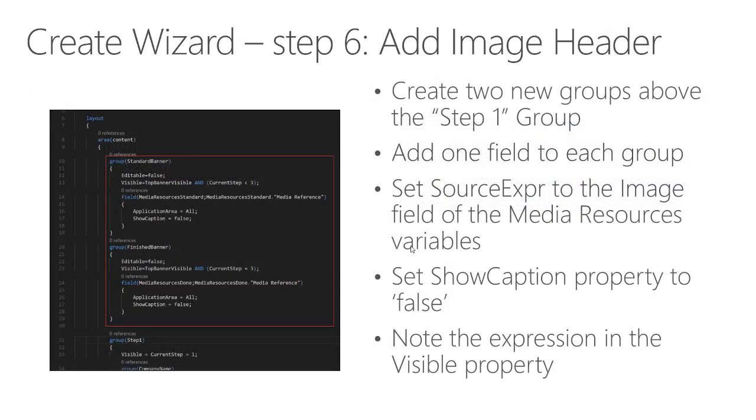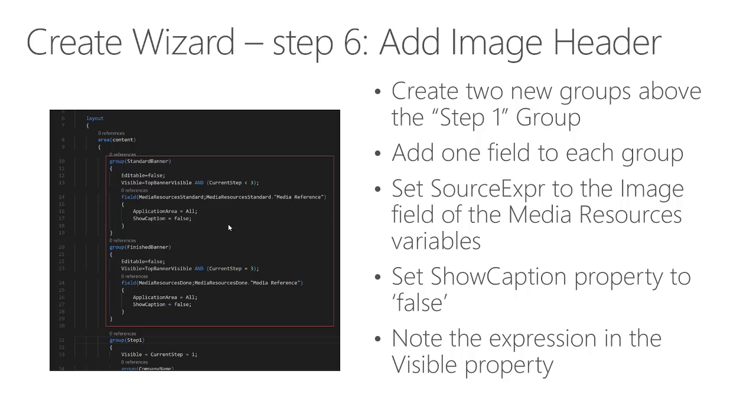This is what you need to put in there. You have a standard banner, and then you have a finished banner. So it goes in the same area, right? Remember, we have layout, then we have area. We have here step 1 and step 2 and step 3. Above those steps, you create a group for the finished banner and a group for the standard banner. This is what you need to put into that code. So it creates 2 new groups above the step 1 group.